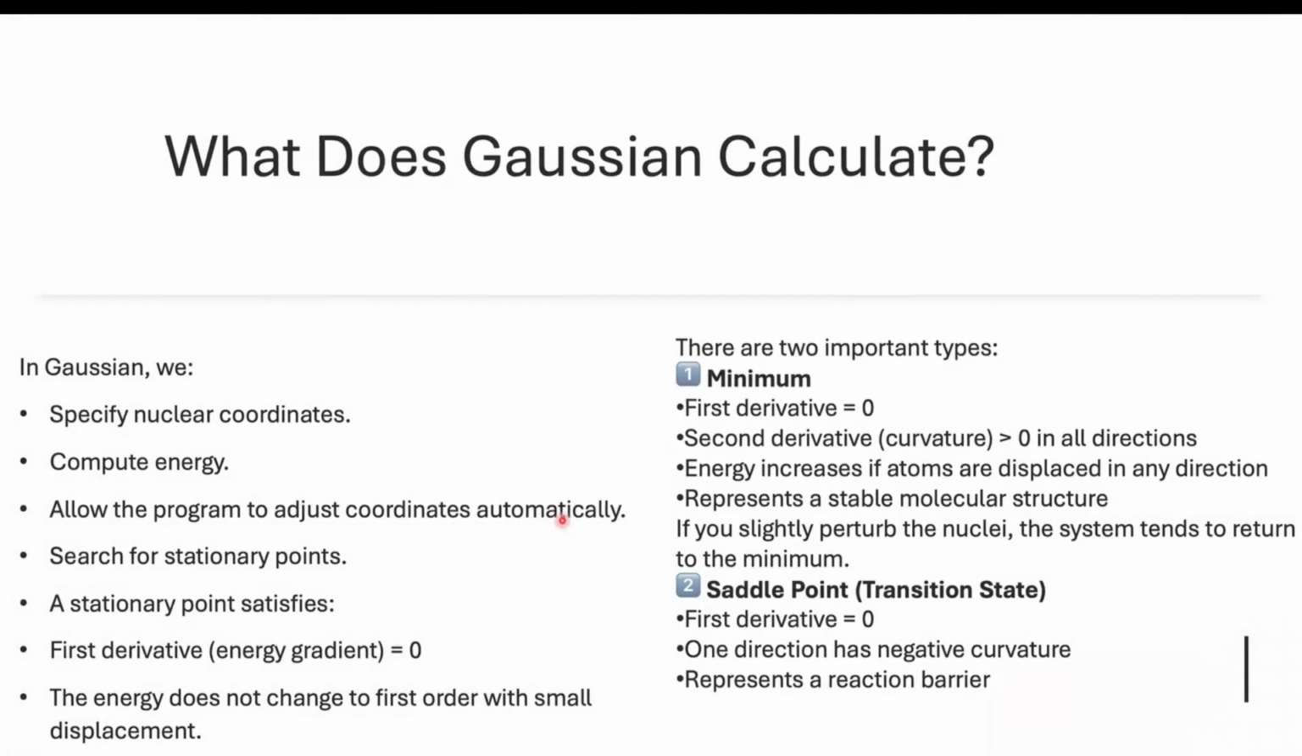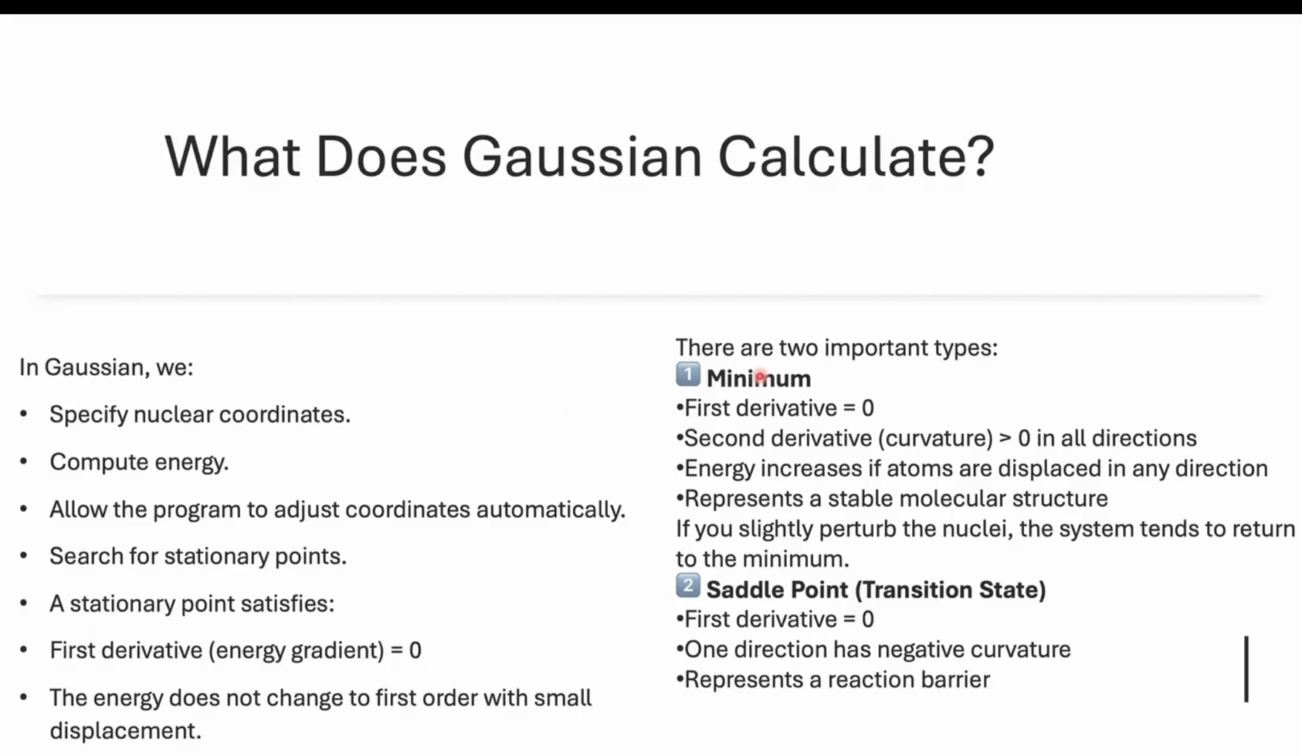What does Gaussian actually calculate? In Gaussian, we specify the nuclear coordinates, compute energies, allow the program to adjust coordinates automatically, and search for stationary points. A stationary point satisfies two conditions. The first: the derivative of the energy, the gradient, should be equal to 0. The energy does not change to first order with small displacement.